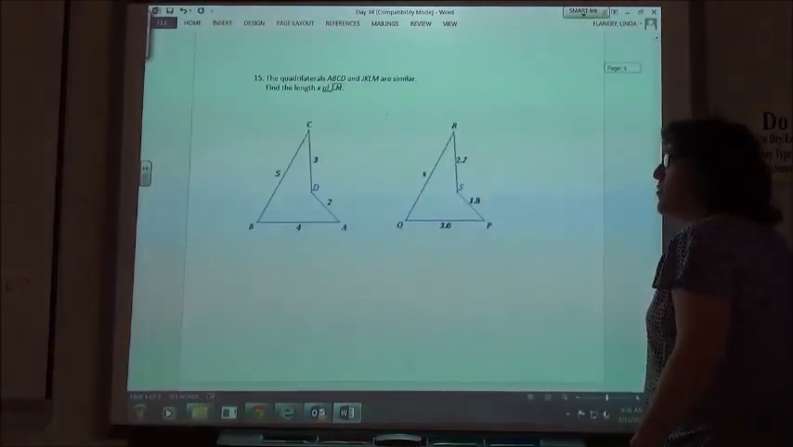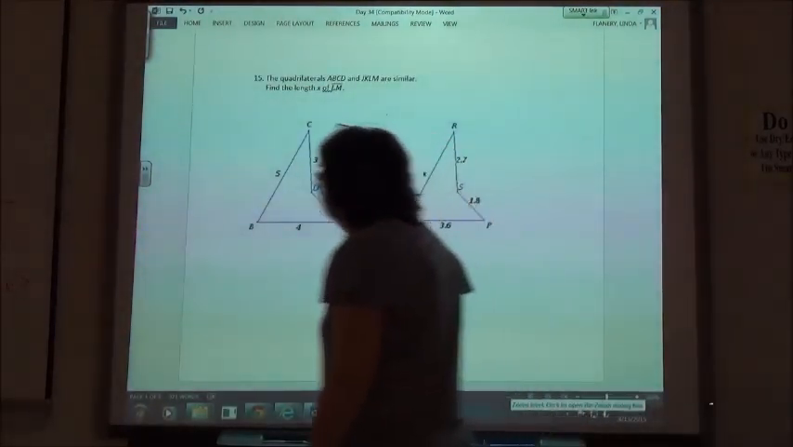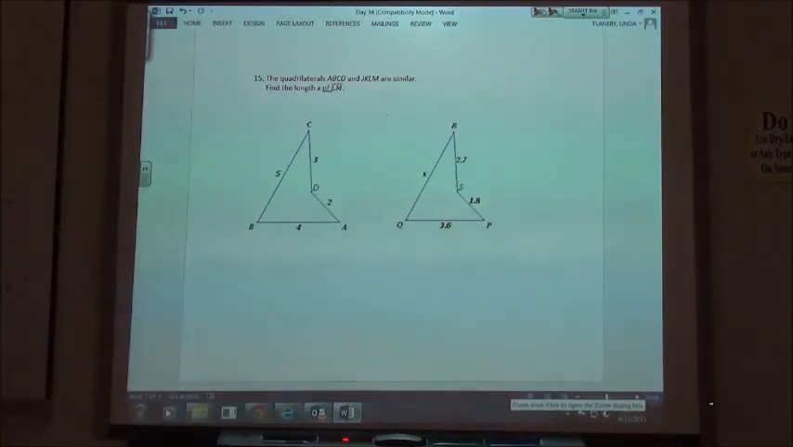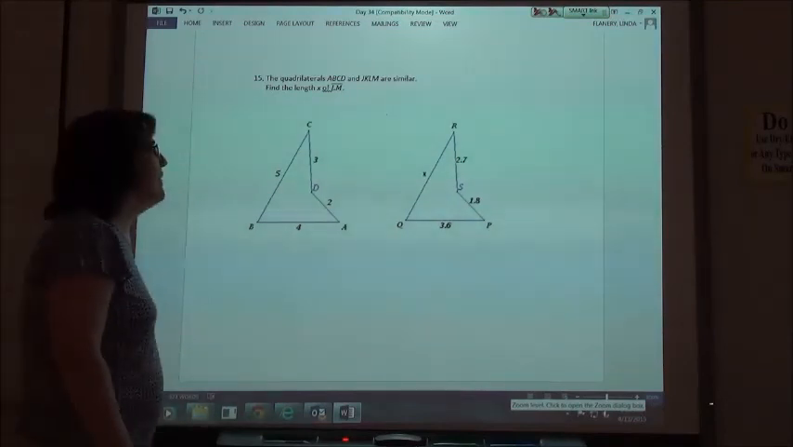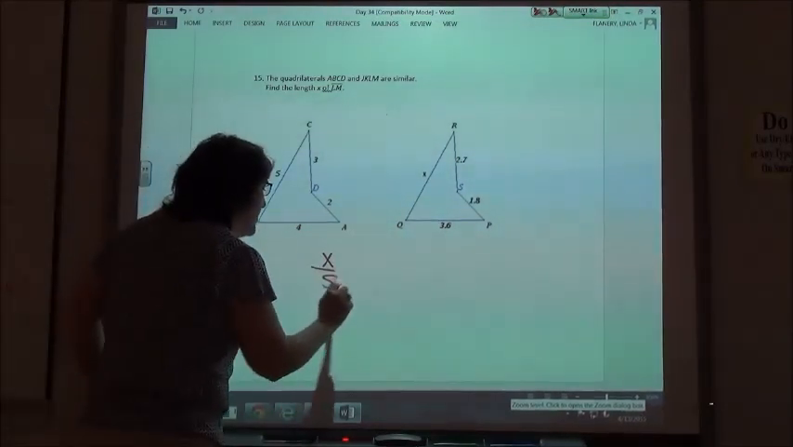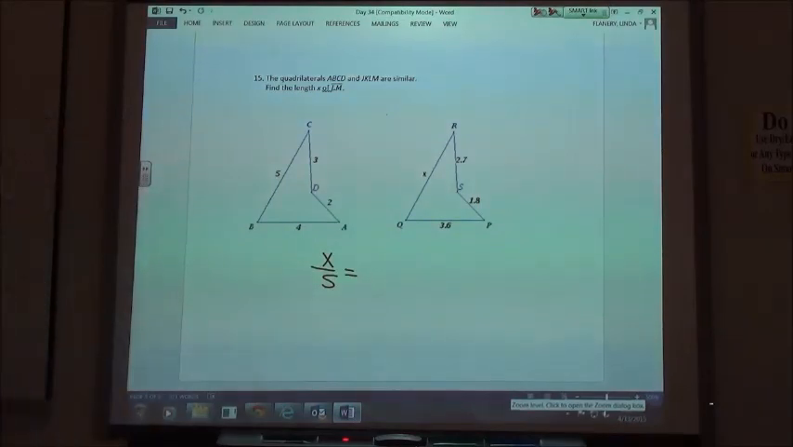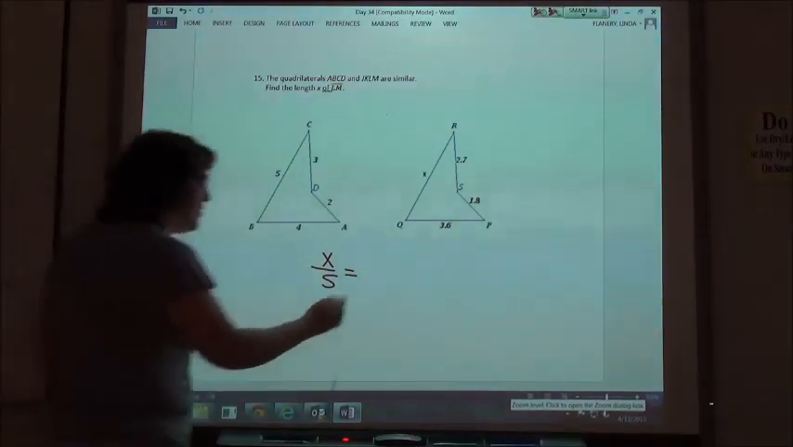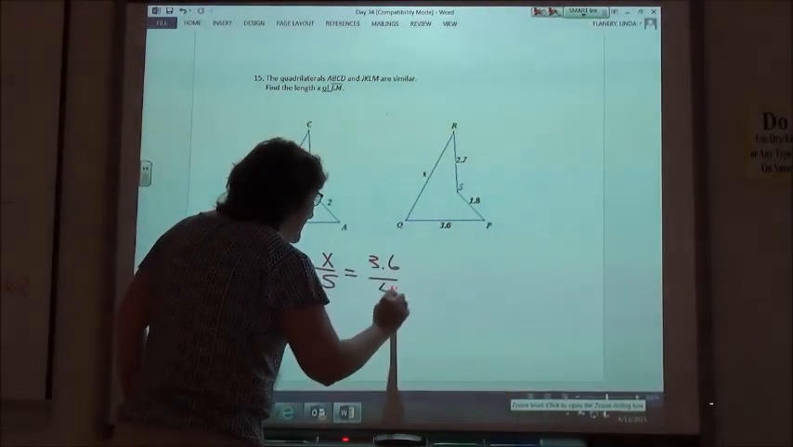And the last one, again, we have similar polygons there that happen to be quadrilaterals. We want to find the length of x again. So we would start out and say x over 5. x over 5 is equal to 3.6 over 4. 3.6 over 4 would be a good choice.